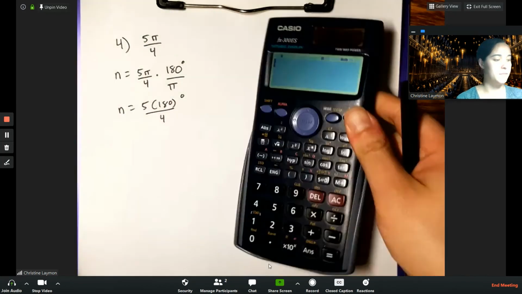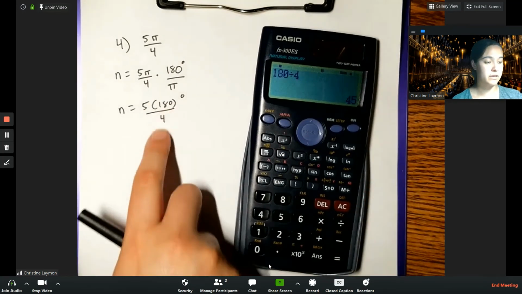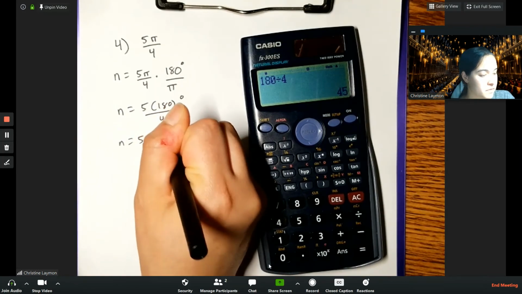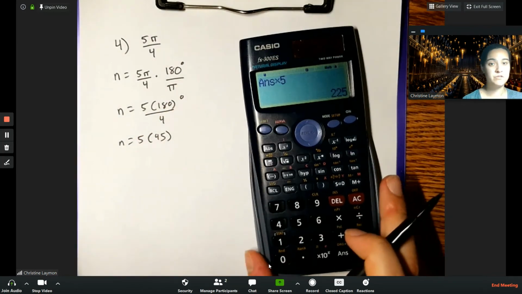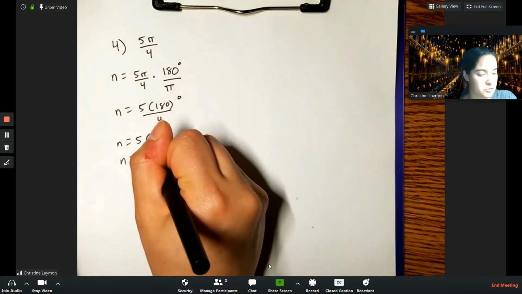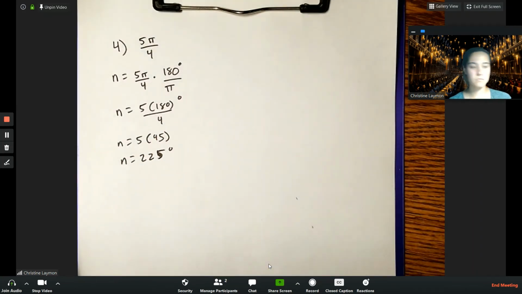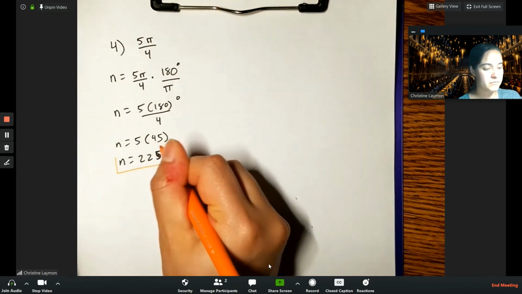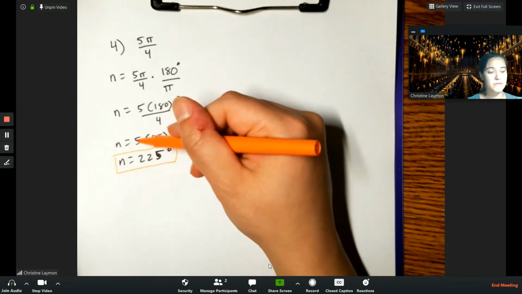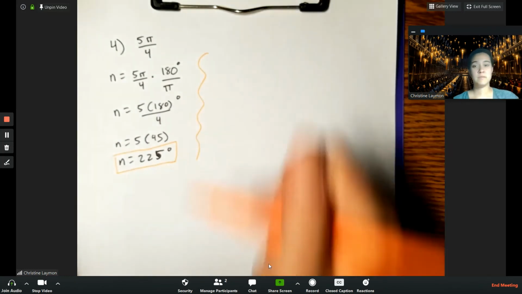Well, notice I can do 180 divided by 4. So, again, come back to here. 180 divided by 4, that gets me 45. So this part here is 45. So n equals 5 times 45, 225 degrees. So n is 225 degrees. That was the multiplication method. So again, here I said 180 divided by 4 to get myself to 45. I then multiply by 5 to get to the 225. Go ahead and separate that here. Let's go ahead and do the ratio method.